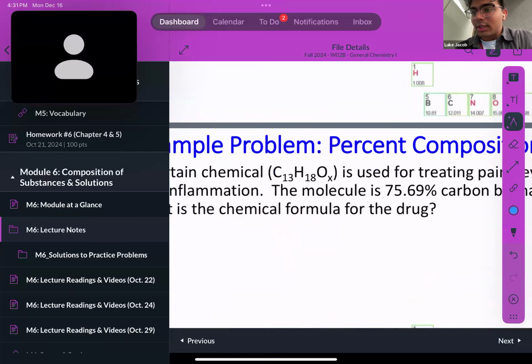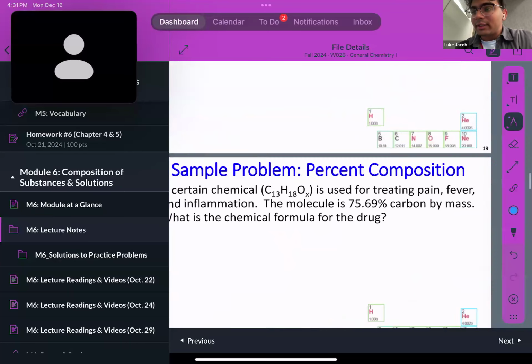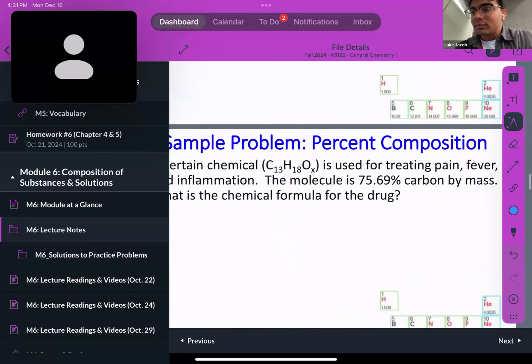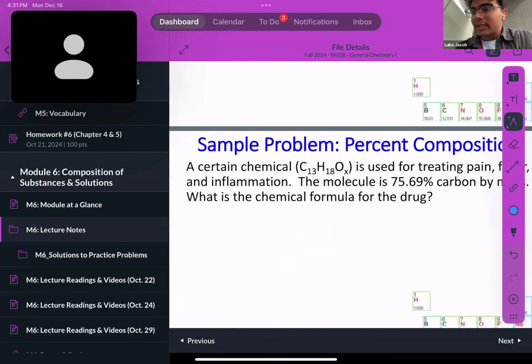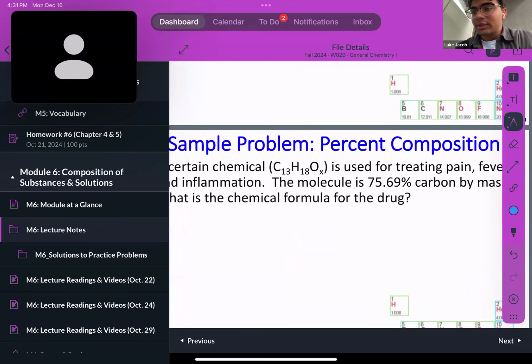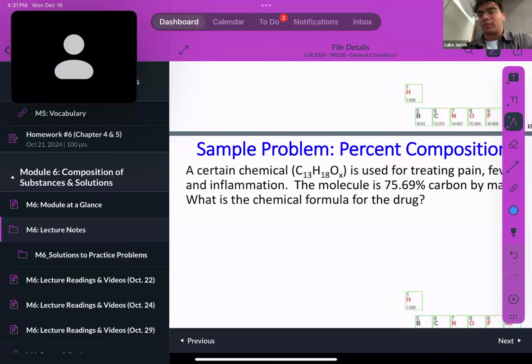Okay, this is an interesting problem. Instead of finding the percent composition, it gives you one of the percent compositions and asks you to find the chemical formula. How would you do that? There's a couple ways you could go about it. One way I would do it is find the molar mass of the carbon within the molecule. So it would be 13 times 12.011, right? Equals, I don't even know.